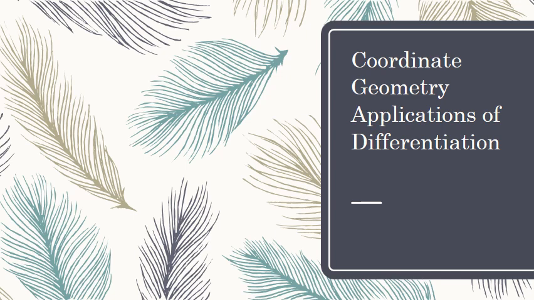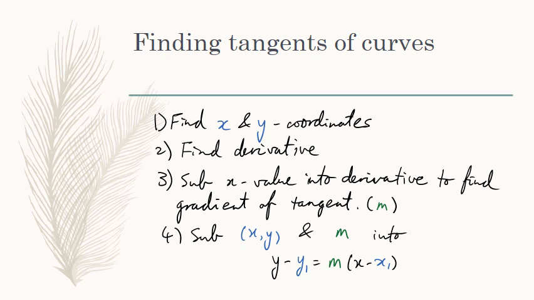So we're going to go through coordinate geometry and how we apply it in differentiation. Now, one of the first things we look at is finding tangents of curves. It's nothing that we haven't done before, but this time around we're doing it where there's no instructions as to how to break down the steps. So obviously I write down a set of steps.